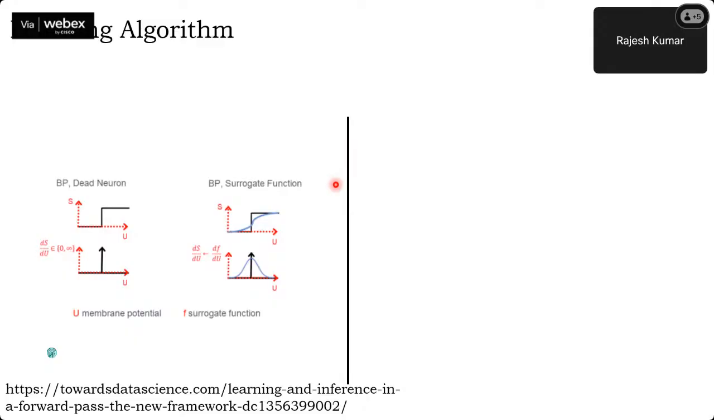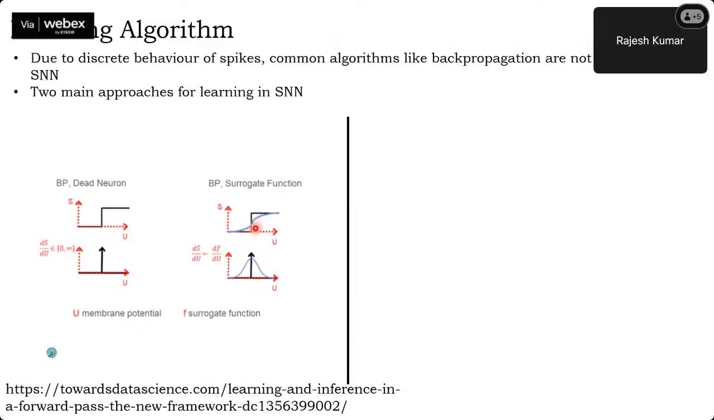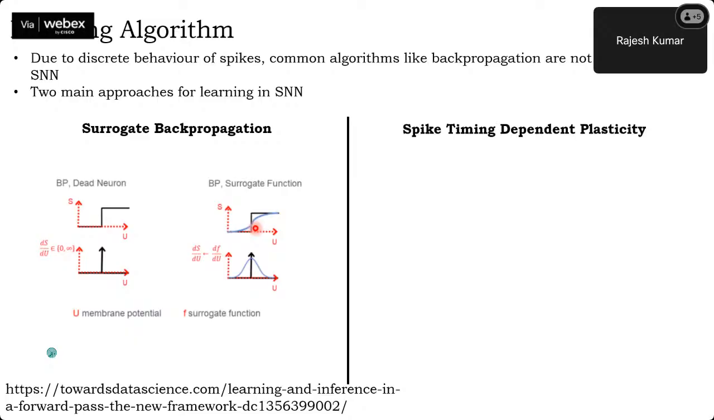As we discussed in an earlier part, if we have a neuron with this kind of structure and we take a derivative, it will create a problem. What we do is we go for an approximation. We make it a surrogate function, and then we use backpropagation to do it. That is one way of doing it, known as the surrogate backpropagation technique. The second one is known as spike time dependent plasticity.